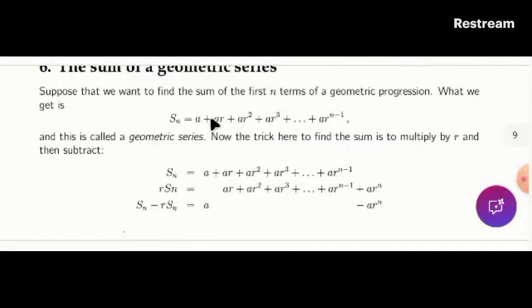Now it's very tricky. You see, the sum is just a plus ar plus ar squared, because these are the terms, right? So if you decide to sum them, this is called a geometric series. Now the trick here to find the sum is to multiply by r and then subtract them. You find this, you multiply by r and subtract.